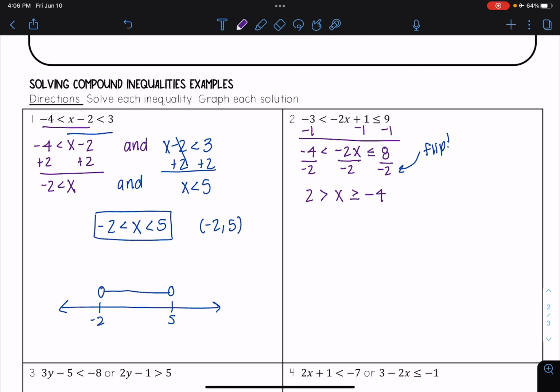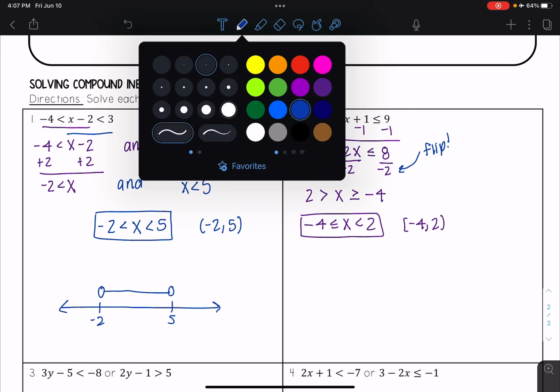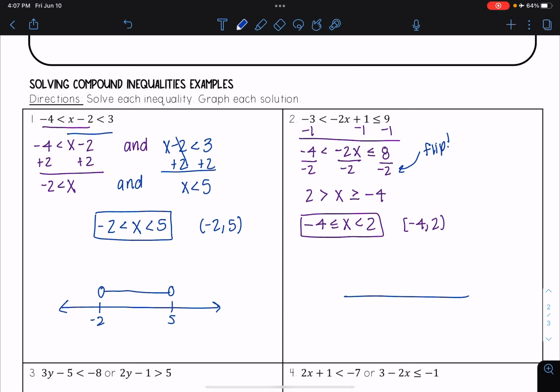So if 2 is greater than x, which is greater than or equal to negative 4, I can flip that all around so it looks like how we would normally write it to be negative 4 is less than or equal to x, which is less than 2. And if I want to rewrite that in interval notation, that would be square bracket negative 4, comma 2. And then we're looking at graphing that. Negative 4 has a less than or equal to it, so I'm going to have a closed circle. 2 is just strictly less than, so it's going to be an open circle. And I'll connect my points.